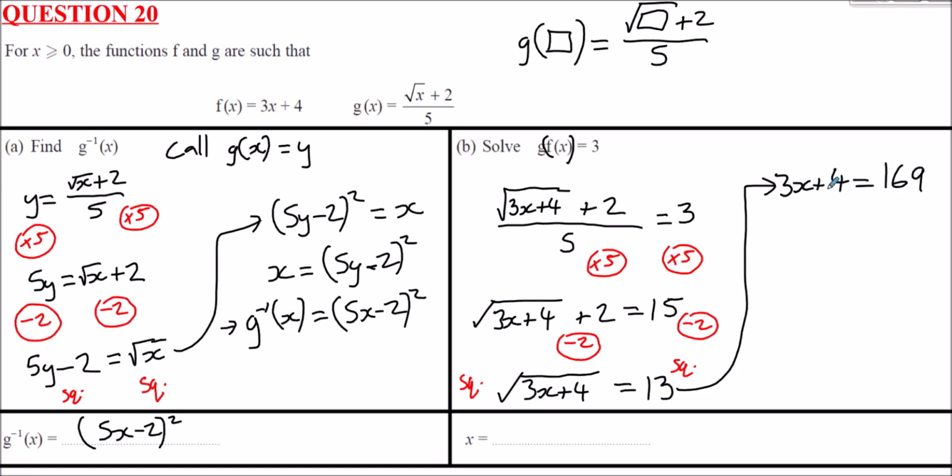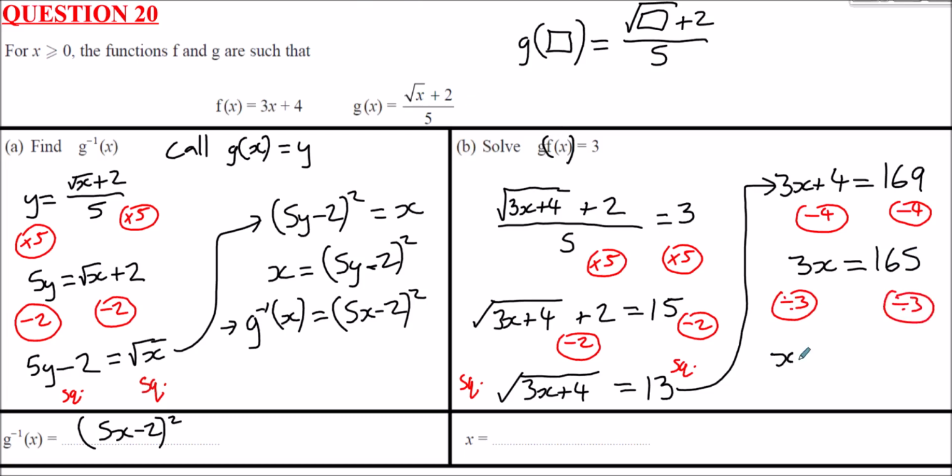To isolate x, first of all I can take away 4 from both sides. That gives us that 3x is 169 minus 4, which is 165. Finally, divide by 3 to find what just 1x is, and then we're done. So therefore x is going to be 165 divided by 3. And you should find that gives you 55. So therefore x equals 55.